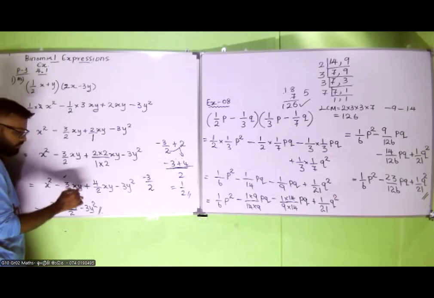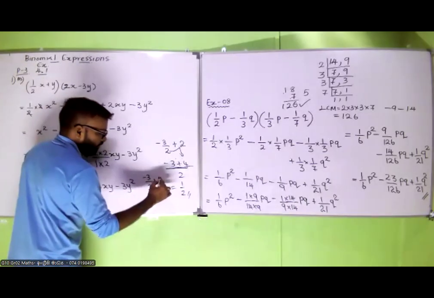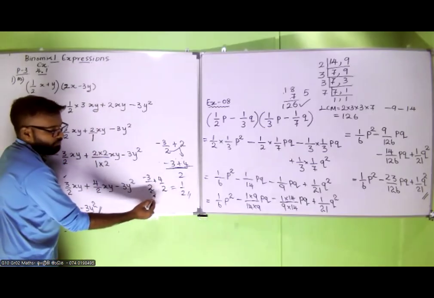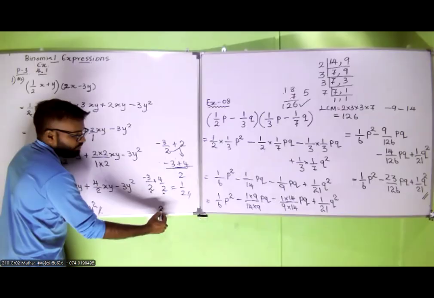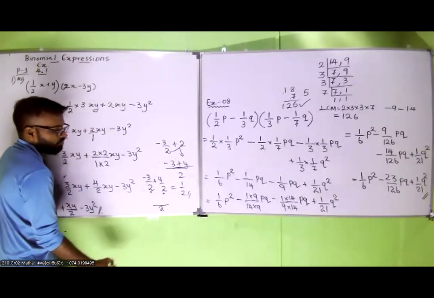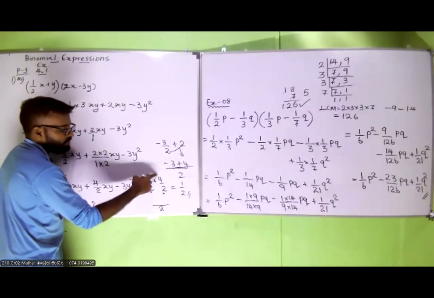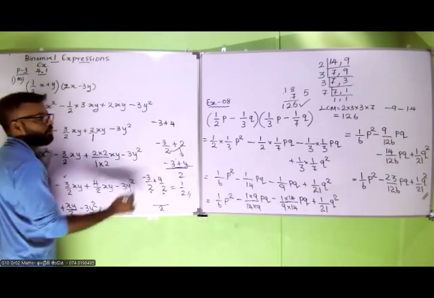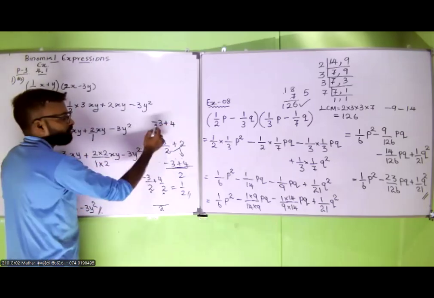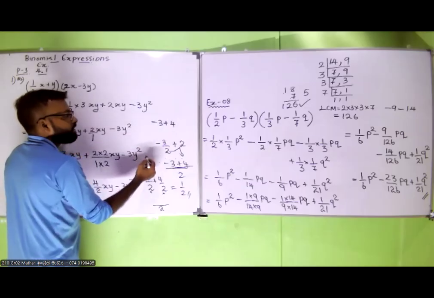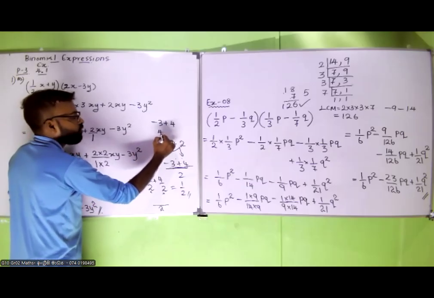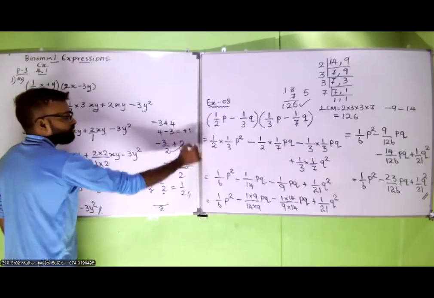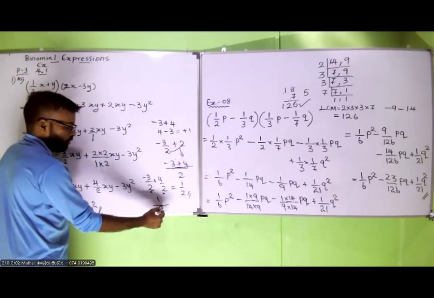This one plus 4 upon 2. Yes, same denominator, same denominator 2. Right? Minus 3 plus 4. Two directed numbers, right? On the other hand, minus 3 plus 4 means 4 minus 3, positive 1, 1 upon 2.